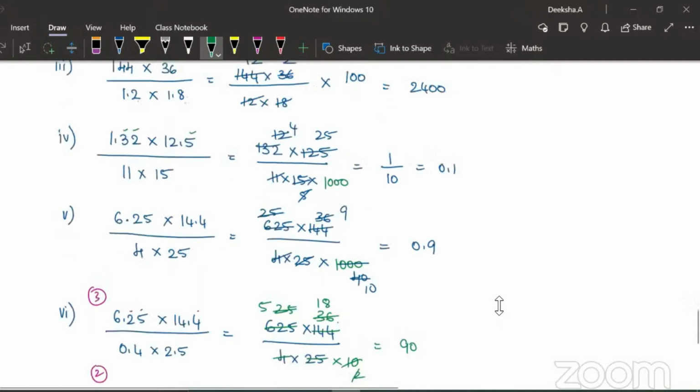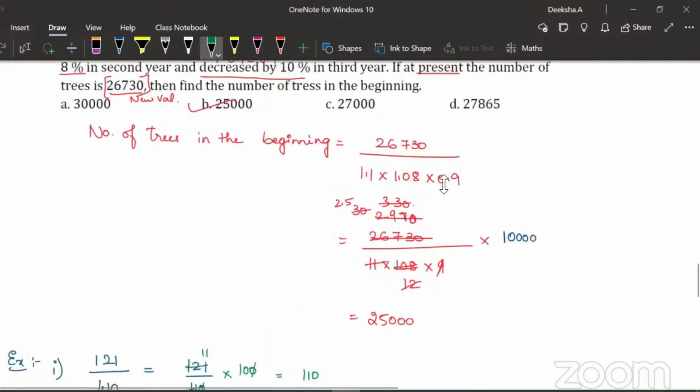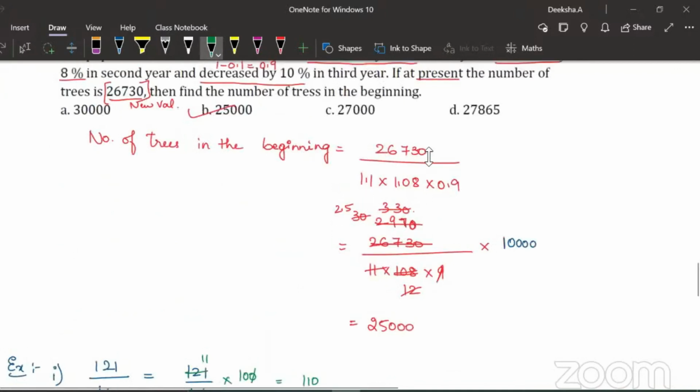Same thing is done here. I have written this number without decimal point: 26,730 divided by 11 into 108 into 9. Then decimal numbers are there only in the denominator, so I'm writing the balancing factor in the numerator. How many digits are there here after the decimal point? 1, 2, 3, 4. So I have written 4 zeros.